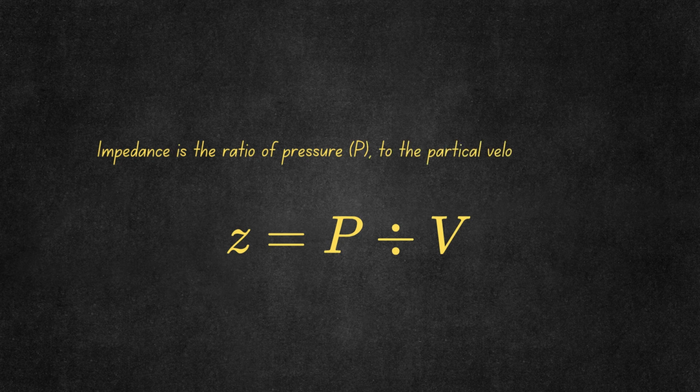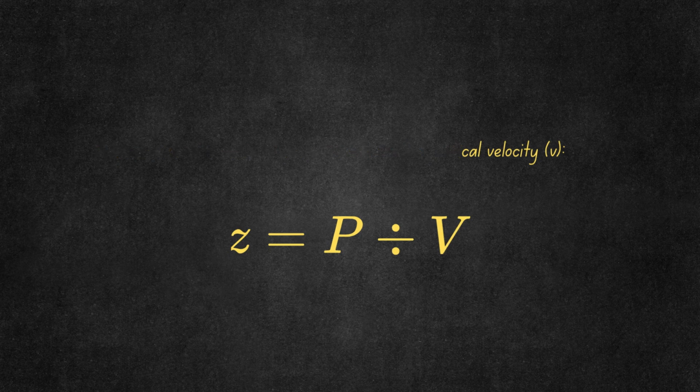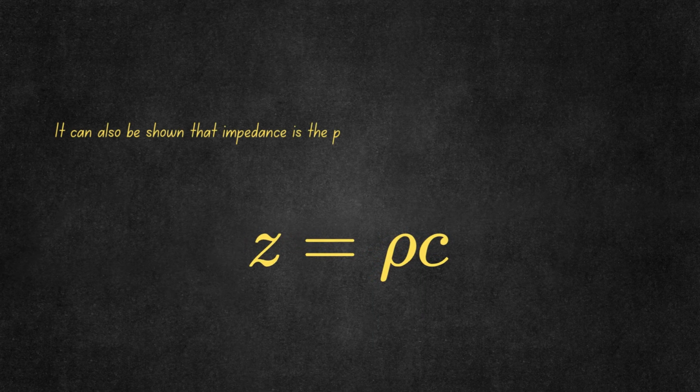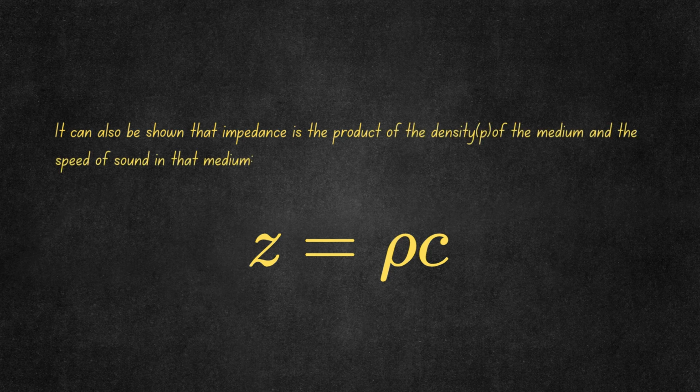Similar to Ohm's law, it can be thought of that the acoustic impedance is the resistance to particle motion in a given medium based on the pressure-velocity relationship. It can also be shown that the impedance is the product of the density of a medium and the speed of sound in that medium.